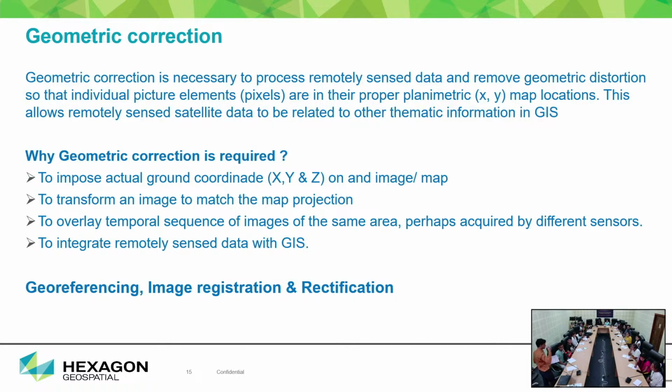So I will have some GCPs, known as ground control points, and using these GCPs we will convert this image into a resampled image in a georeferenced map. Once you have done this process, then you are able to identify the exact location of this Nectar. This is also known as georeferencing, image registration and rectification.